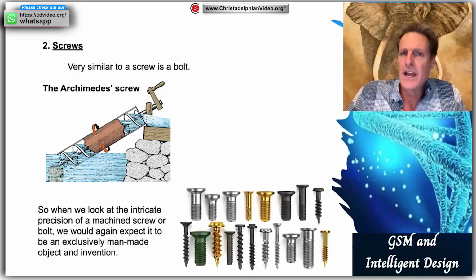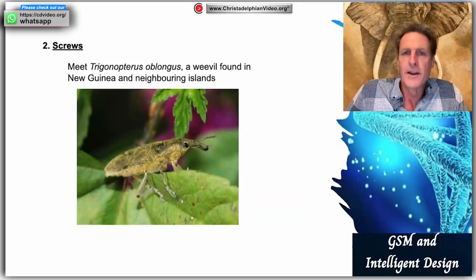So when we look at the intricate precision of a machined screw or bolt, we would again expect it to be an exclusively man-made object and invention. But again, we would be wrong, because it seems that nature, once again, had them first. So let me introduce to you the little weevil found in New Guinea and neighboring islands called Trigonopterus oblongus.